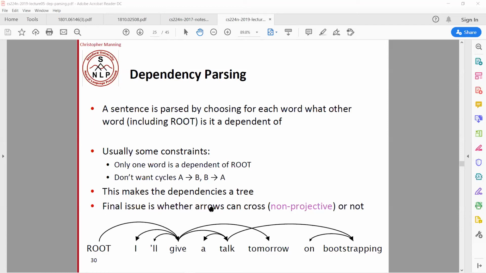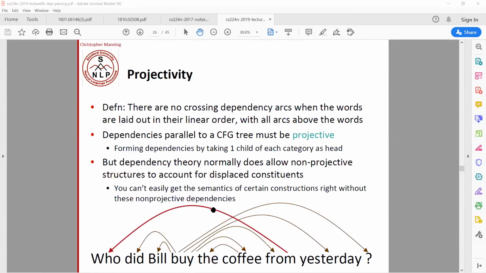Then he talks about an issue of whether arrows can cross, like in this case. Apparently they said that it's allowed to happen, but it generally happens rarely. So that's what I got out of this. Crossing arrows is non-projective, I guess. When arrows don't cross, it's called projective. But sometimes arrows can cross.